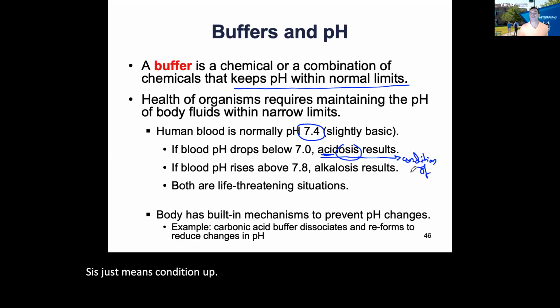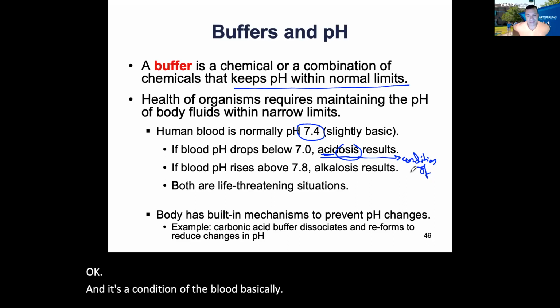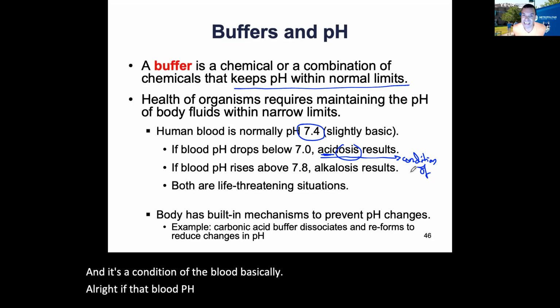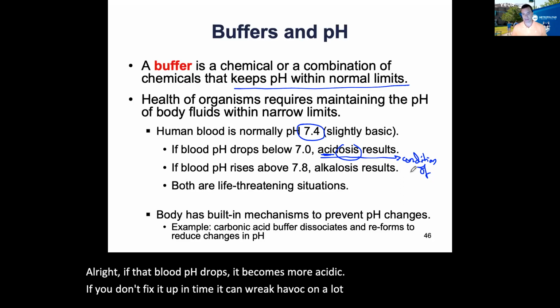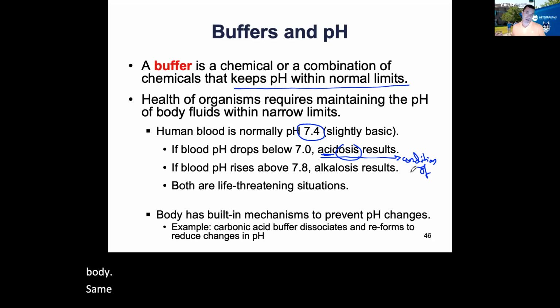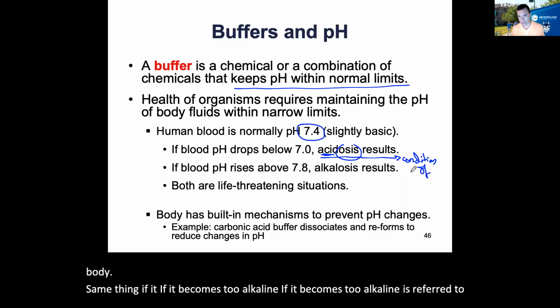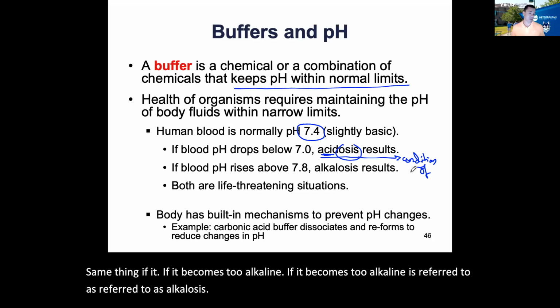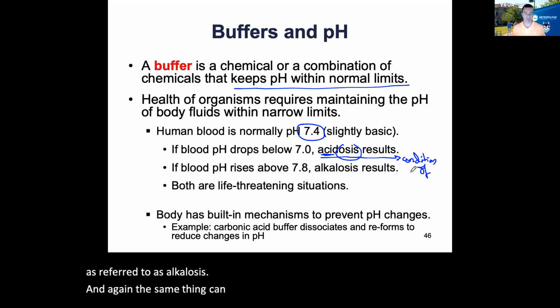It's a condition of the blood, basically. So if that blood pH drops and becomes more acidic, if you don't fix it up in time, that can wreak havoc on a lot of systems inside the body. Same thing if it becomes too alkaline. If it becomes too alkaline, it's referred to as alkalosis. And again, the same thing can happen. Systems start to diminish in function.